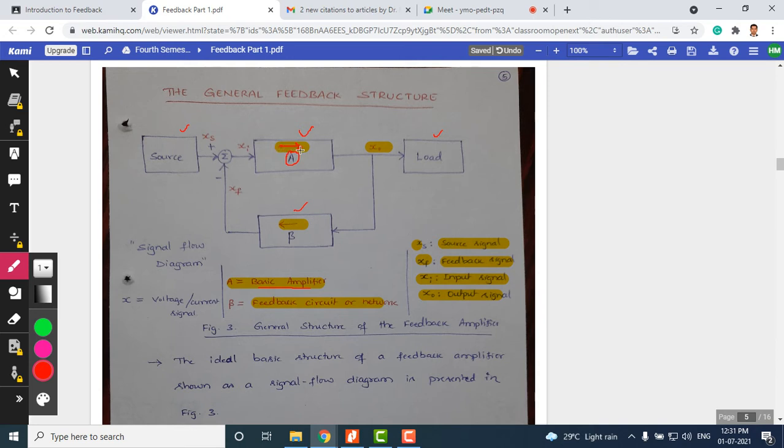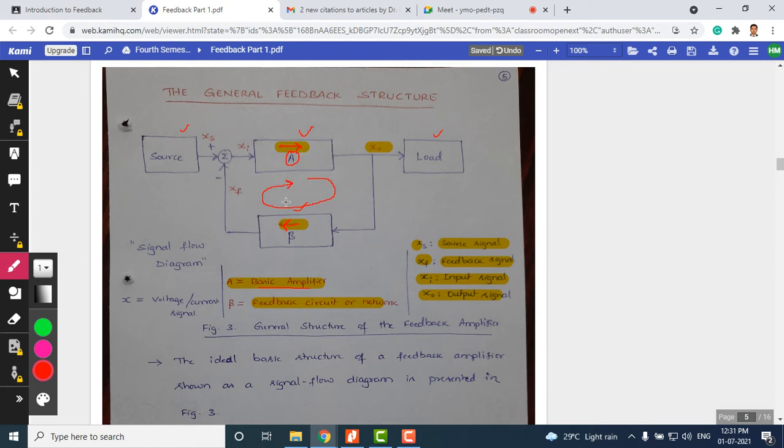This is called the forward path. This is the reverse feedback path. In the feedback network the signal has to flow in this direction only, it cannot go in the reverse direction. These are the assumptions we need to use in the feedback structure, and here we have a loop, as you can see. The reverse flow and forward flow create a loop.